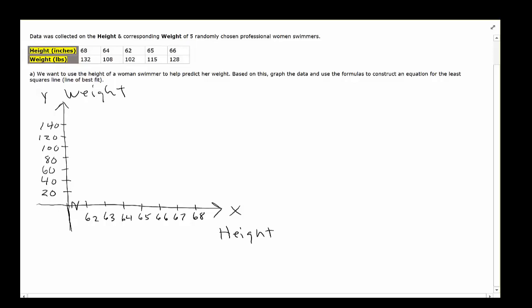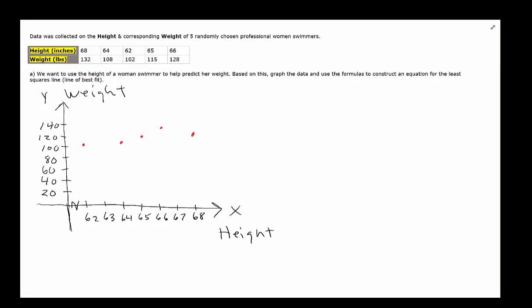And now to try to graph these, let's see, I'd have 68, 132. This is a real rough graph. 68, 132 would be about right there maybe. 64, 108, so maybe about right there. 62, 102, 65, 115, and 66, 128. Okay, so I've graphed my data, and from the graph, I can see that as the height of the person increases, there is an increase in weight.